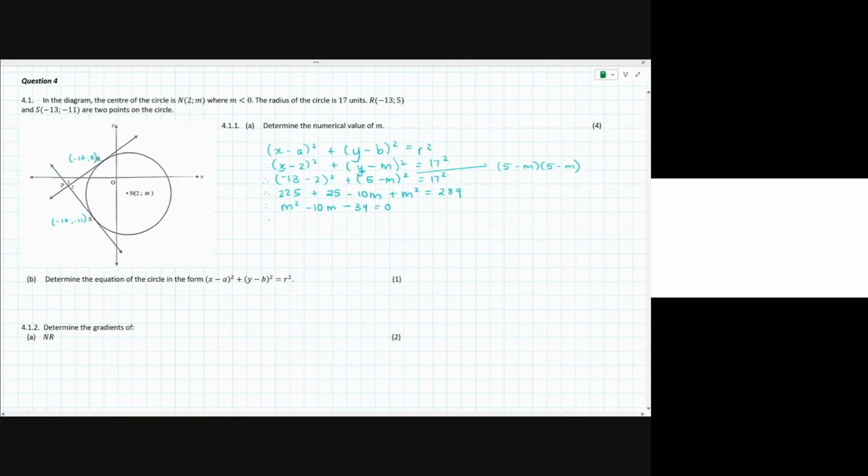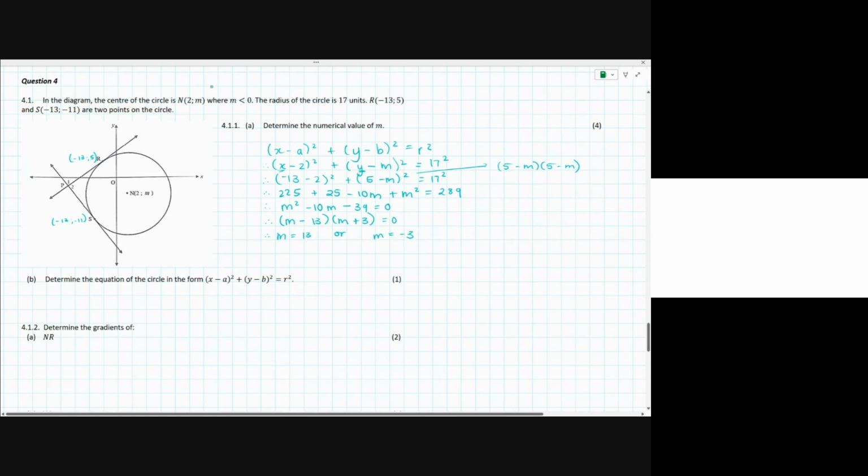And now I factorize. Now remember, grade 12s, you have the quadratic formula. So from this point, you could substitute it into the quadratic formula. It is actually quite an easy one to factorize. (m minus 13)(m plus 3), because 13 times 3 is 39, and negative 13 plus 3 gives us negative 10, equals 0. And so m equals 13, or m equals negative 3.